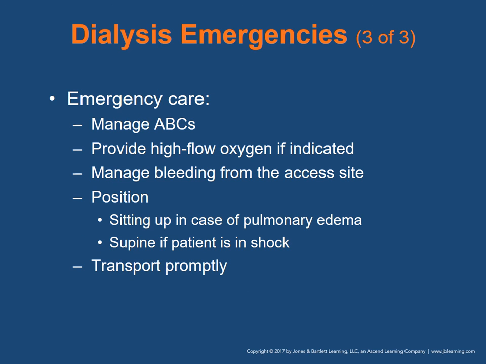In our emergency care, of course, our priority is to manage ABCs. If the patient does have pulmonary edema from missing a dialysis treatment, we already talked about that we could use the CPAP if they are indicated for the CPAP. We could also use the BVM if they're contraindicated for the CPAP. So provide high flow oxygen if it's indicated. Manage bleeding from the access site, if any.